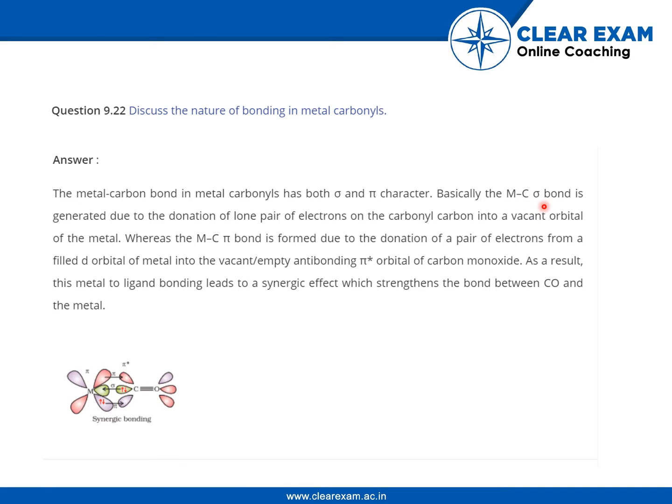The M-C sigma bond is generated due to the donation of a lone pair of electrons on the carbonyl at carbon into a vacant orbital of the metal, whereas the M-C pi bond is formed due to the donation of a pair of electrons from a filled d orbital of the metal into the vacant anti-bonding pi star orbital of carbon monoxide. This is a carbonyl group.